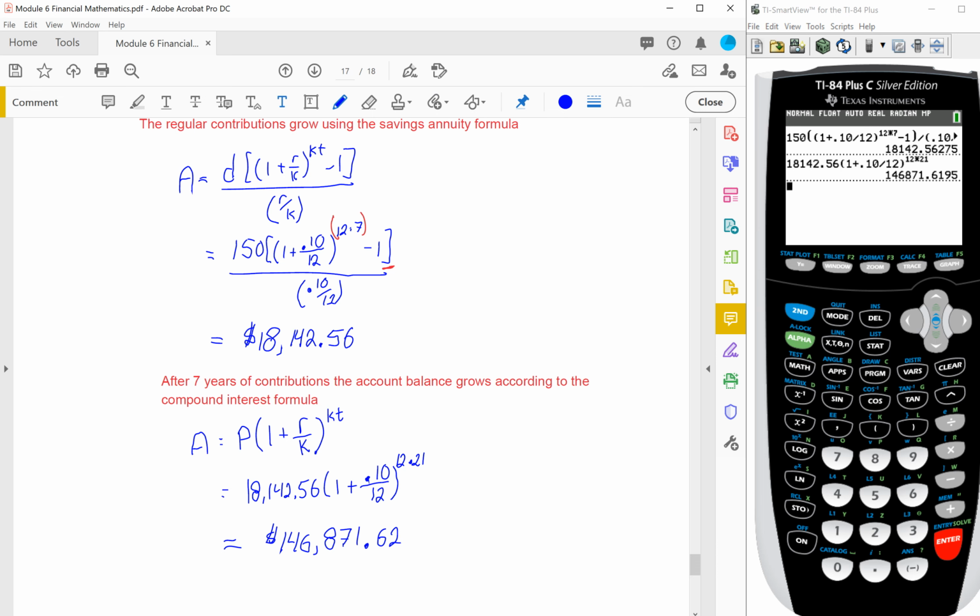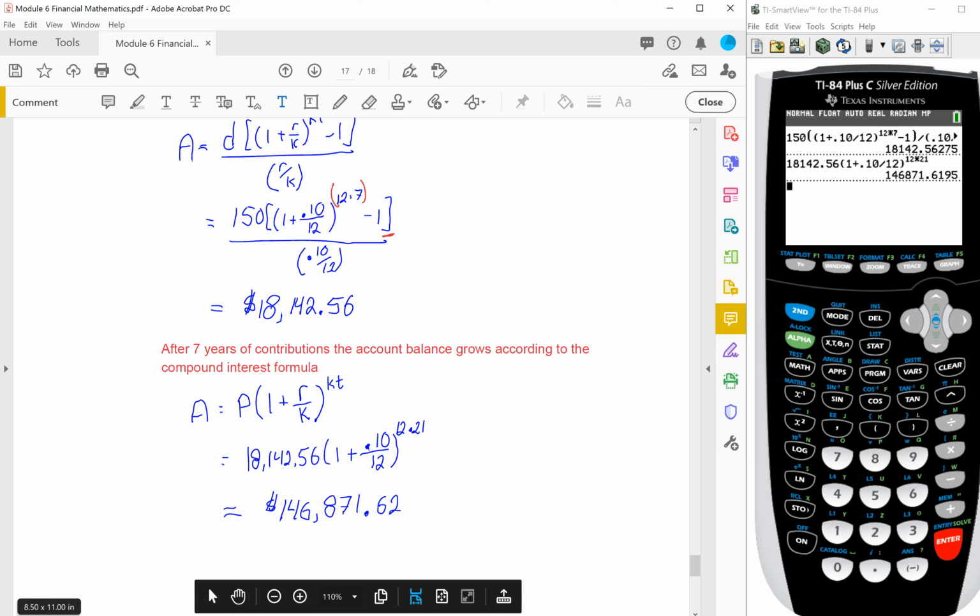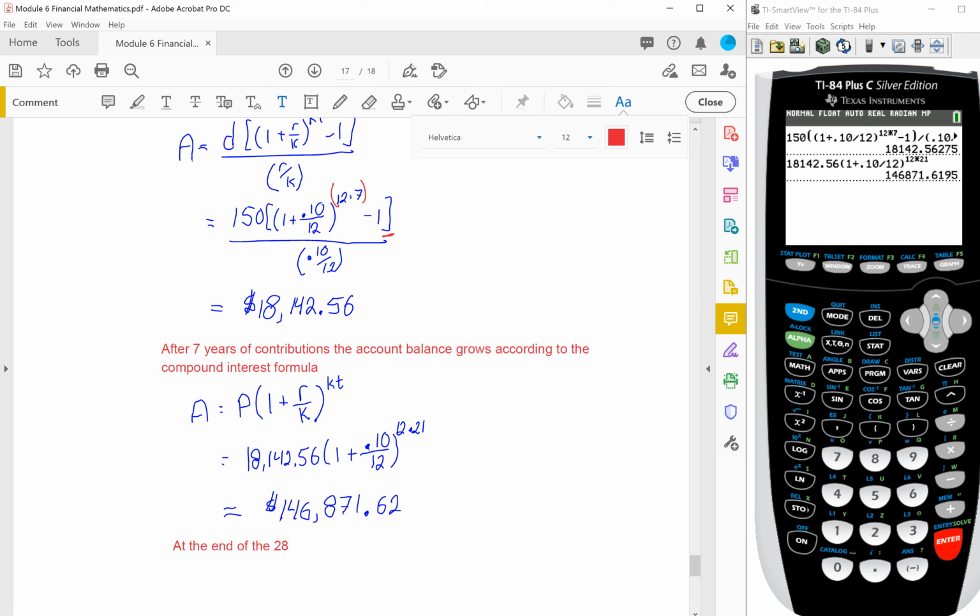So let's wrap this up just by stating our answer nicely. So at the end of the total 28 years, the account will have a balance of $146,871.62.